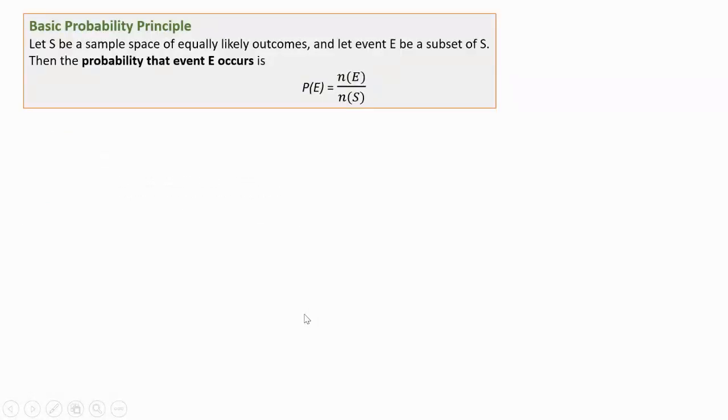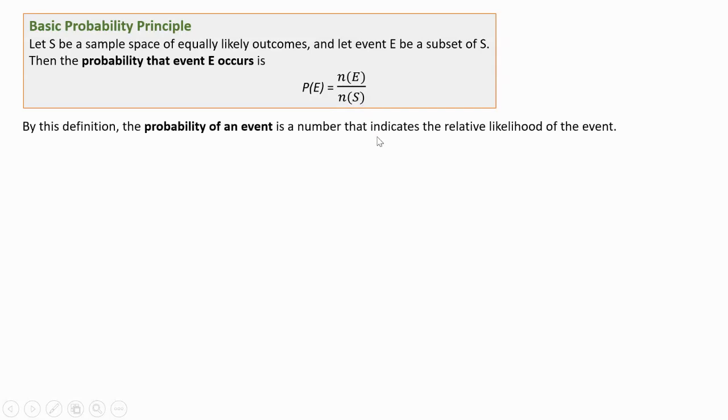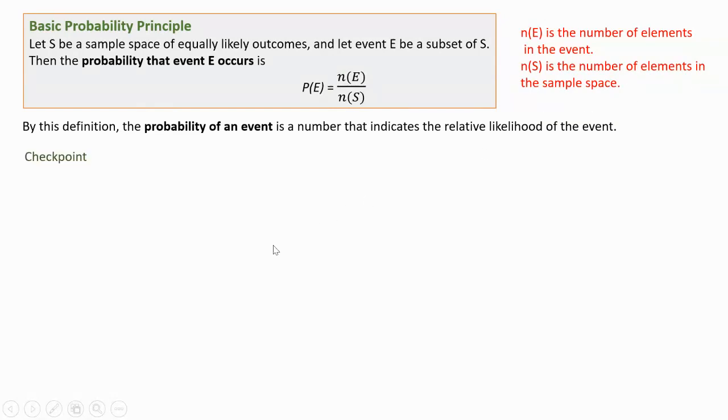Okay, now here comes probabilities, everything is leading up to this. The probability of an event, okay? This means the probability of an event will be the number of elements in the event over the number of elements in the sample space. By this definition, the probability of an event is a number that indicates the relative likelihood of the event to happen or to take place. N of E is the number of elements in the event. N of S is the number of elements in the sample space.